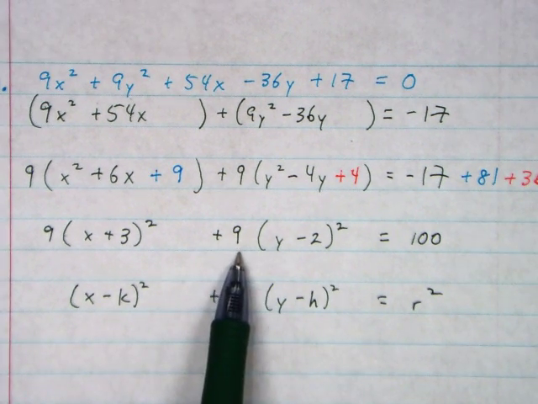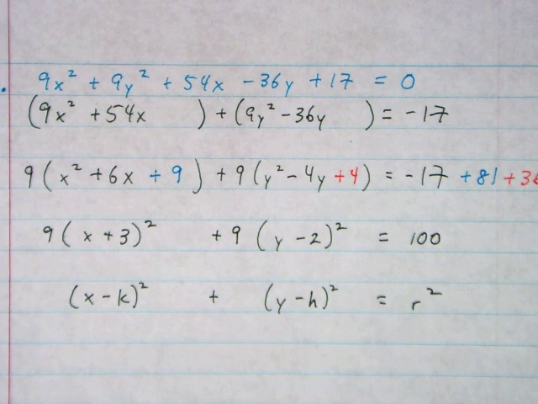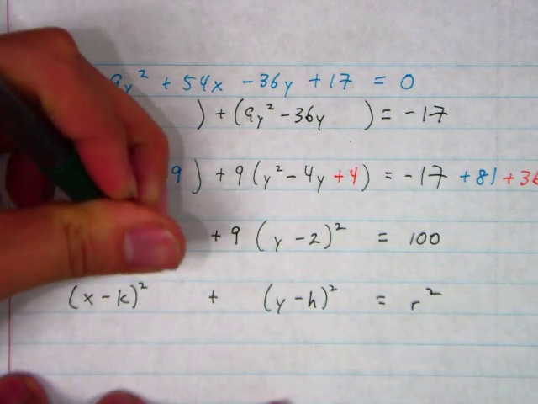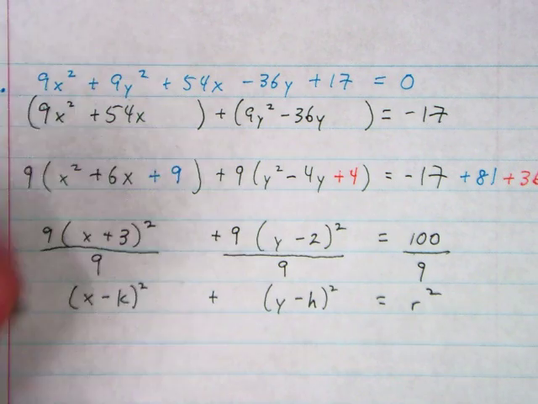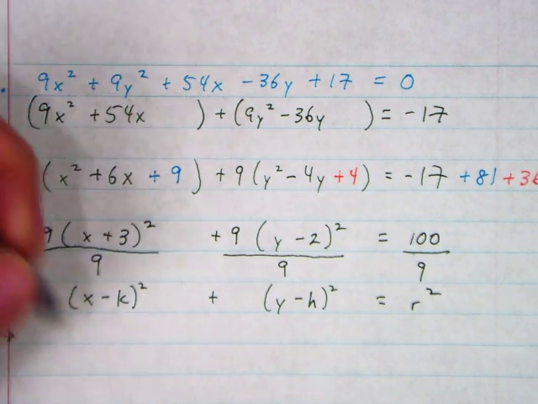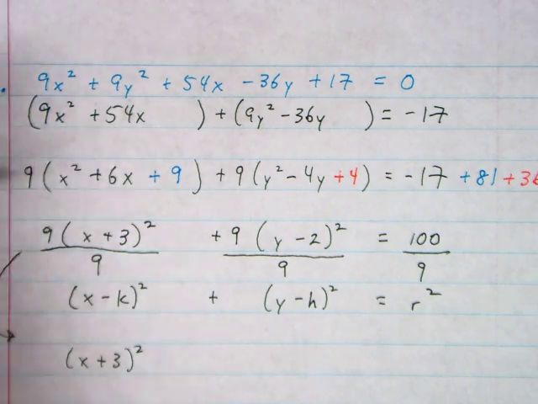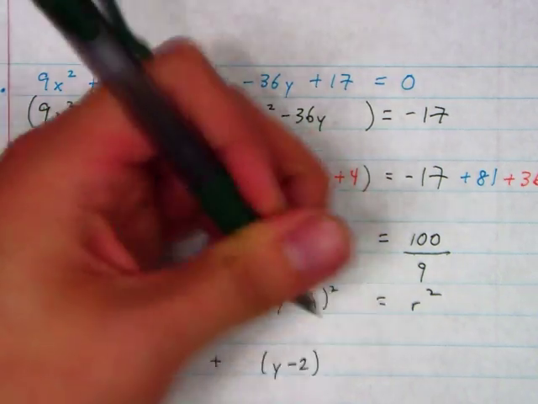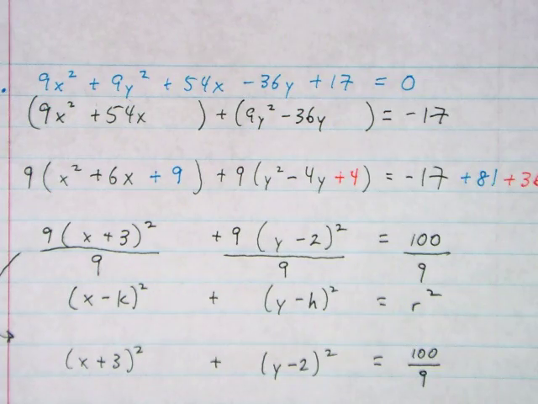So the problem we have right now is we have these 9s. So that doesn't look right. So what can we do? How about we just divide both sides by 9? So we'll divide every single term we have here by 9. Okay, so if I do the work and put it down here, I would have (x plus 3) squared, because the 9s would cancel out, plus (y minus 2) squared equals 100 divided by 9.